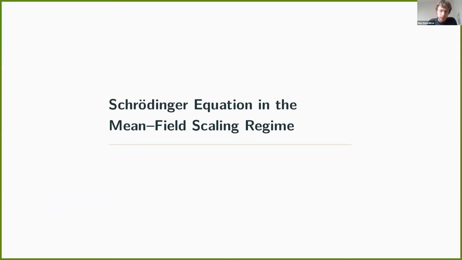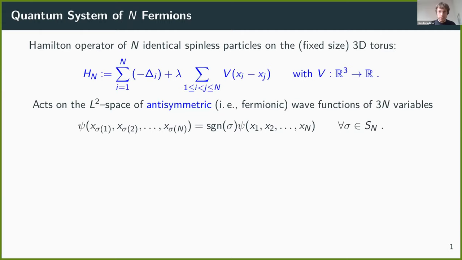So, of course, I assume everyone's very well acquainted with the Schrödinger equation here, but I want to talk a little bit about this particular scaling regime we consider, which we call the mean field scaling regime. We're interested in a quantum system of n fermionic particles, and for simplicity, we take them to be spinless, and we put everything on a fixed size three-dimensional torus.